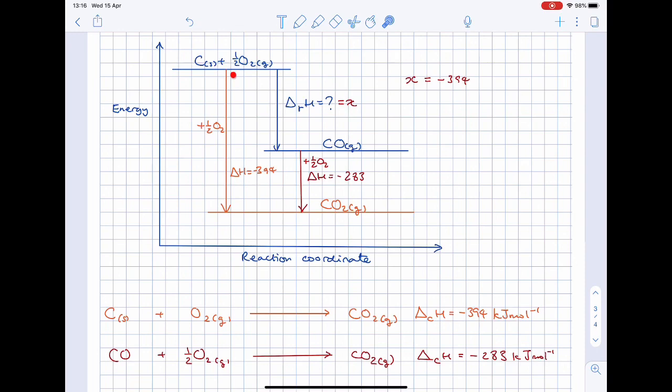So we go from this point down to this point. So we're going to have that point. So we have this value. Now this value here is minus 283, so going the other way is plus 283.